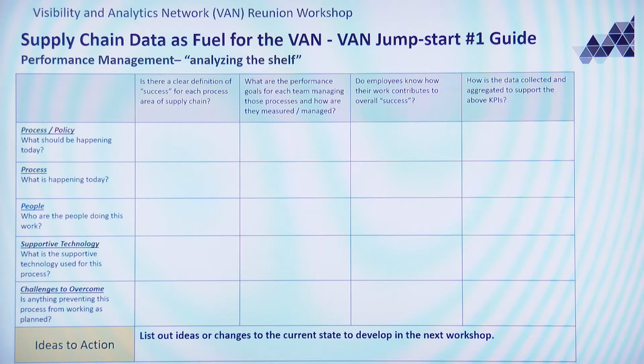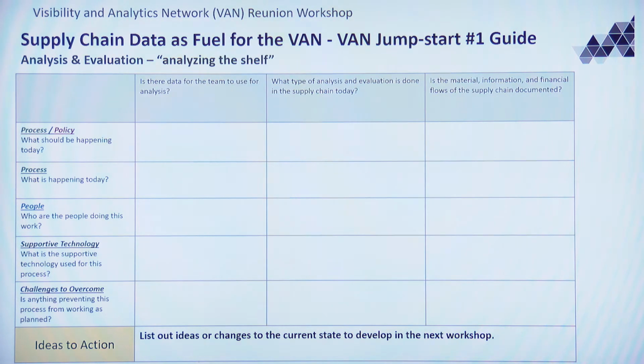The next question is, what is actually happening today? So we may have a policy and we may have a process, but what is actually happening at the facility level? Then from a people standpoint, who are the people that are doing that work? And what is the supportive technology? And then what are those challenges that you need to overcome? So you'll complete those series of questions based on the components that you see along the left side, and that will help refine the component to ideas to action that you can then take into later Jumpstart series. So what we want to do now is pause the video and complete this worksheet for your least mature supply chain component from a van standpoint.